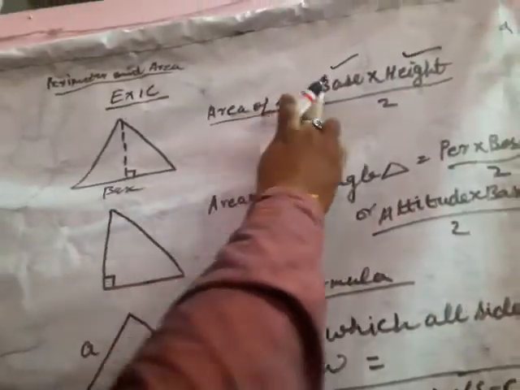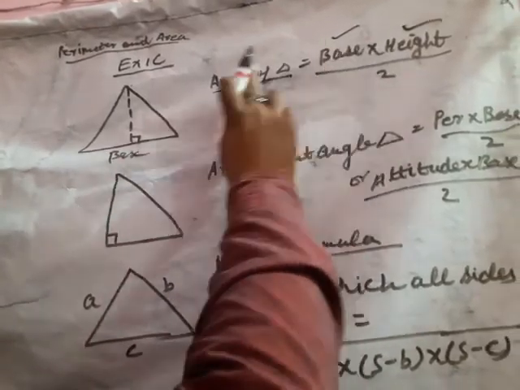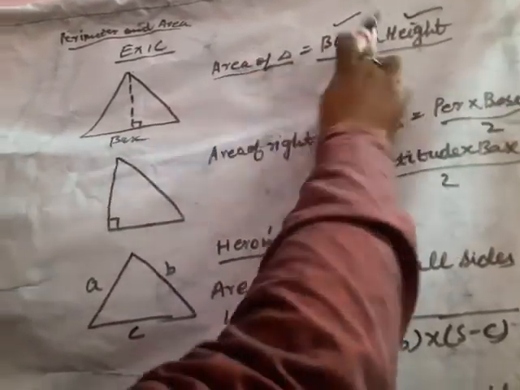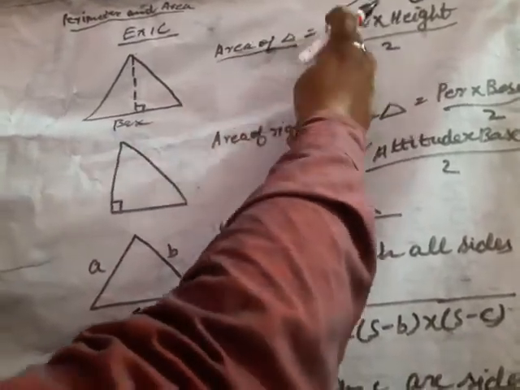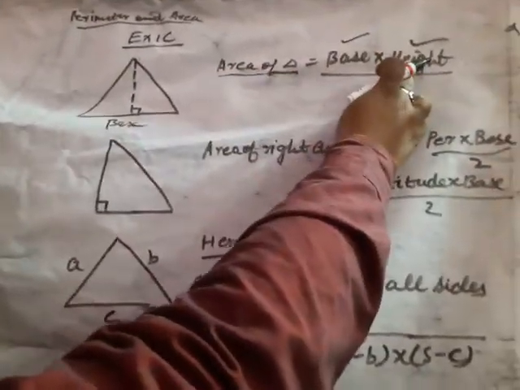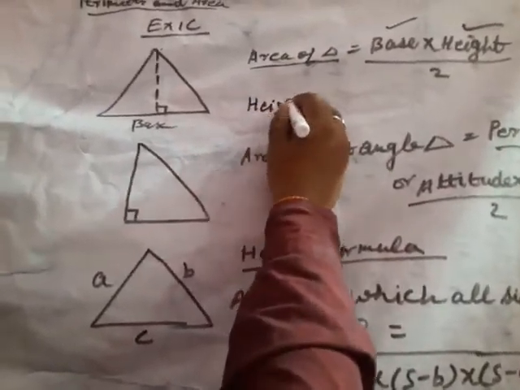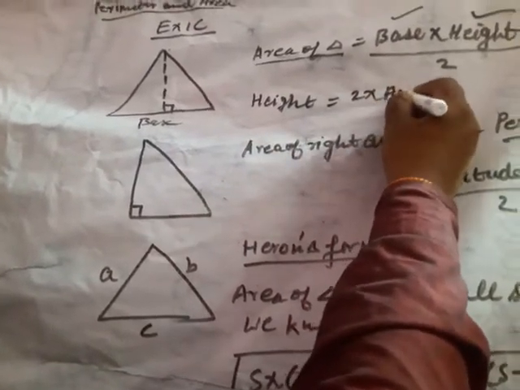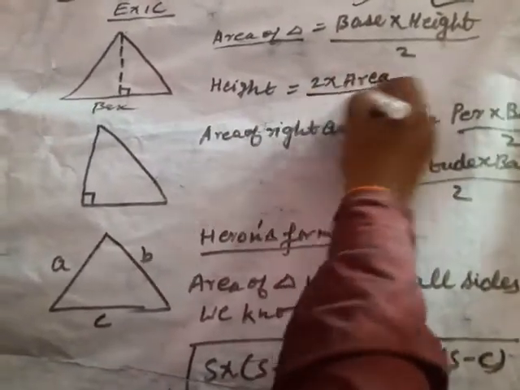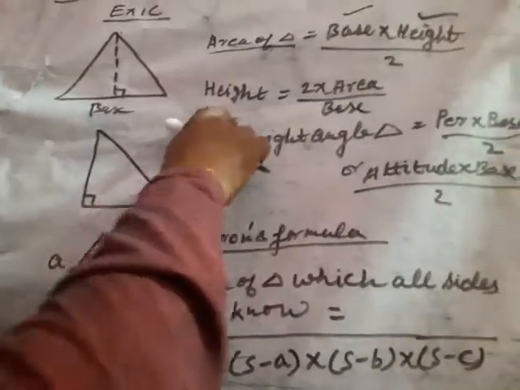तो area of triangle is equal to base into height upon 2. अगर इसके अंदर तीन चीजें हैं, इन तीनों में से अगर दो पता है तो आप एक चीज निकाल सकते हैं. Suppose you know base and area, then you can calculate height. तो फार्मूला क्या होगा? Height is equal to 2 into area upon base. This is the formula when you find height.